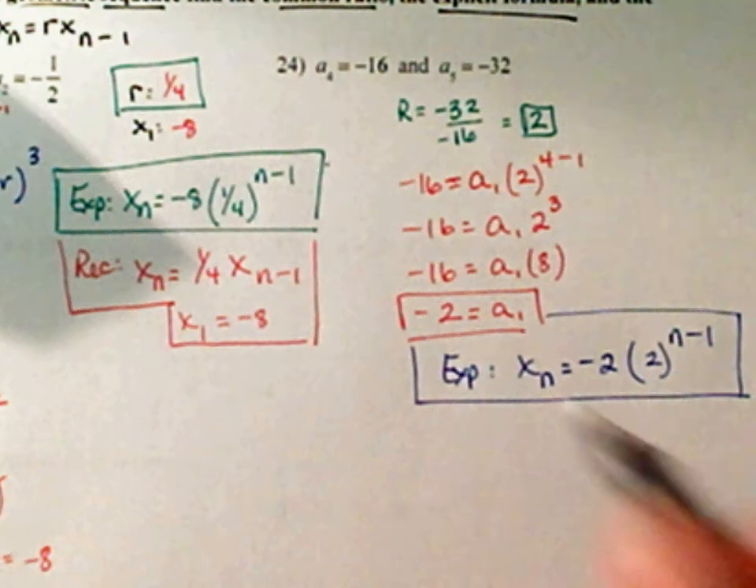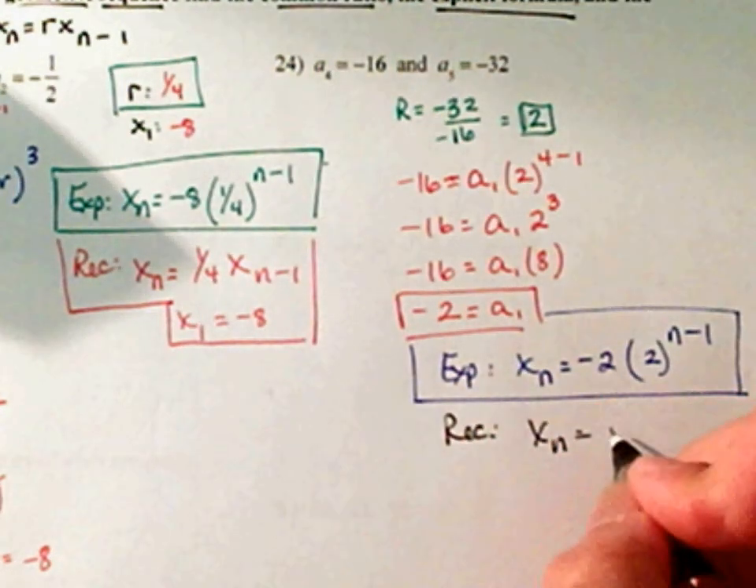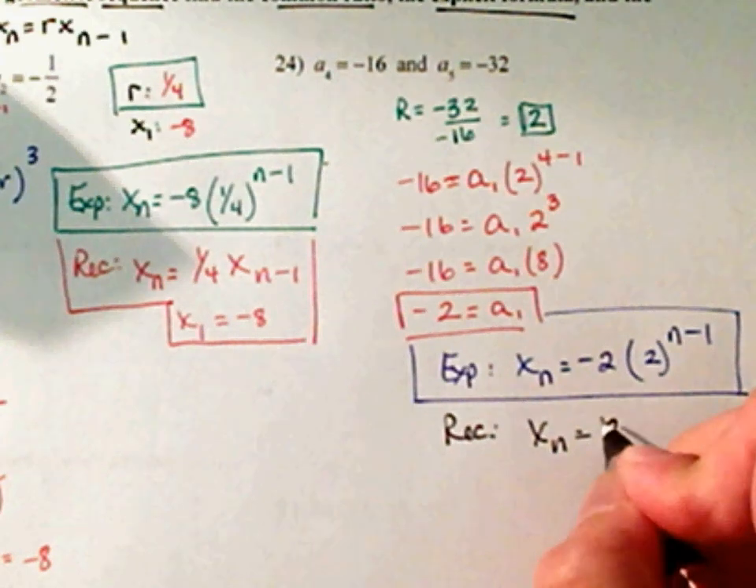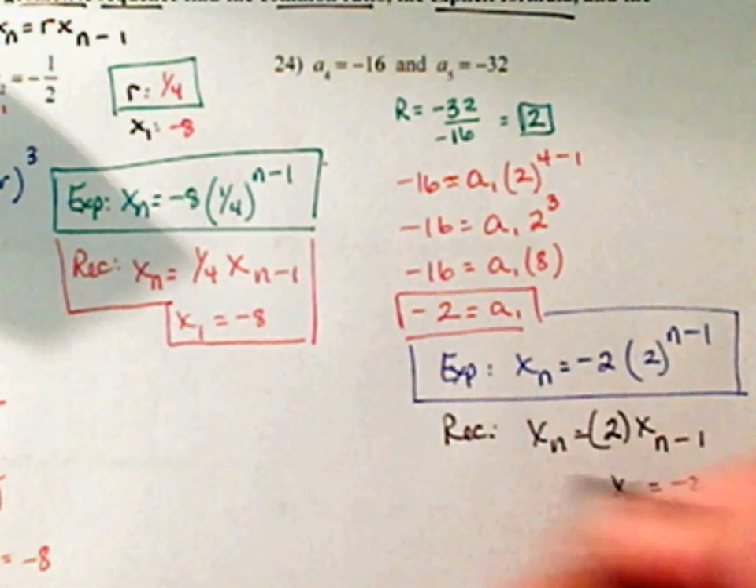Your recursive formula: x of n is equal to your rate, which is 2, times x of n minus 1, and your first term is negative 2.